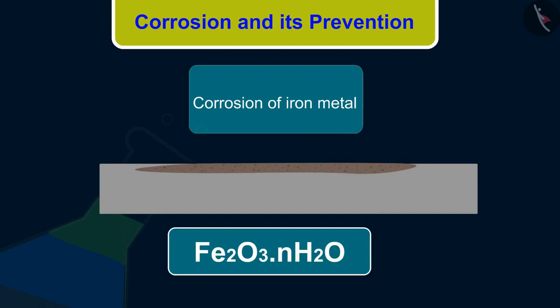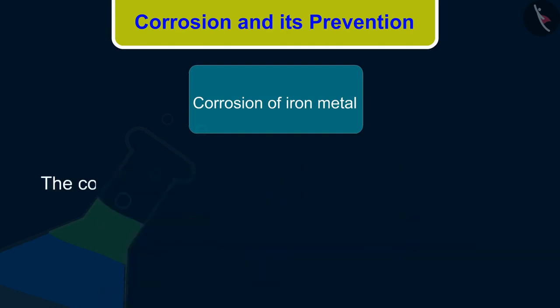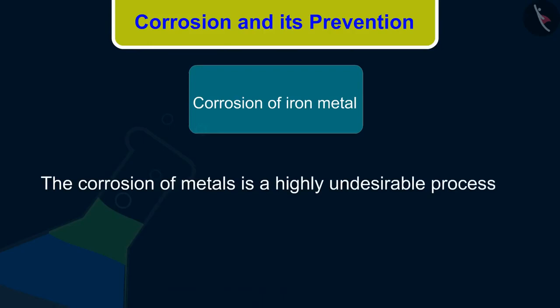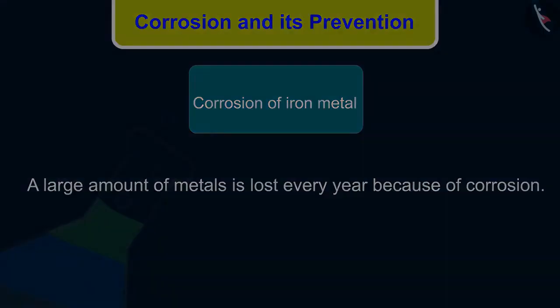During rusting of iron, iron metal combines with oxygen in air in the presence of water to form hydrated iron(III) oxide, Fe2O3.xH2O. The corrosion of metals is a highly undesirable process. A large amount of metals is lost every year because of corrosion.